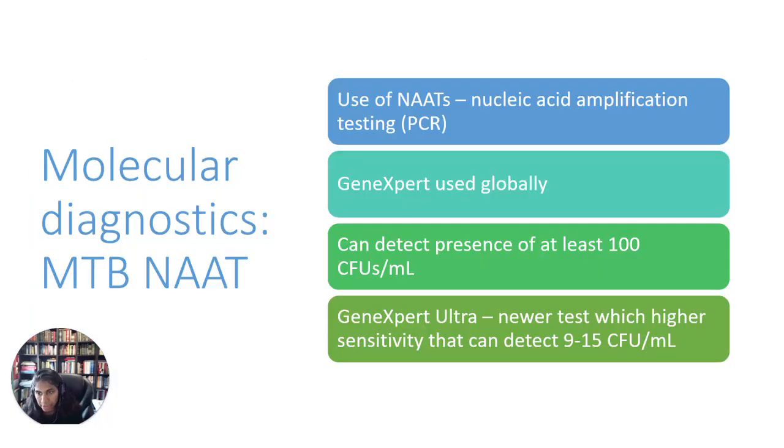Moving to molecular diagnostics, or the MTB-NAT. So this is using nucleic acid amplification testing, PCR. The GeneXpert is typically used globally, and this can detect presence of at least 100 colony-forming units per milliliter. There is a newer test called the GeneXpert Ultra, which has higher sensitivity and a lower limit of detection. It can detect as low as 9 to 15 colony-forming units per milliliter, which, if you remember from the solid media slide, puts it on par with solid media, so nearly as sensitive as culture.